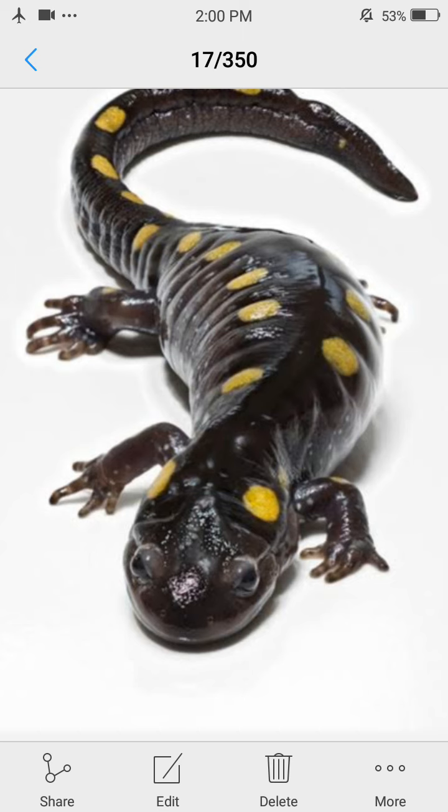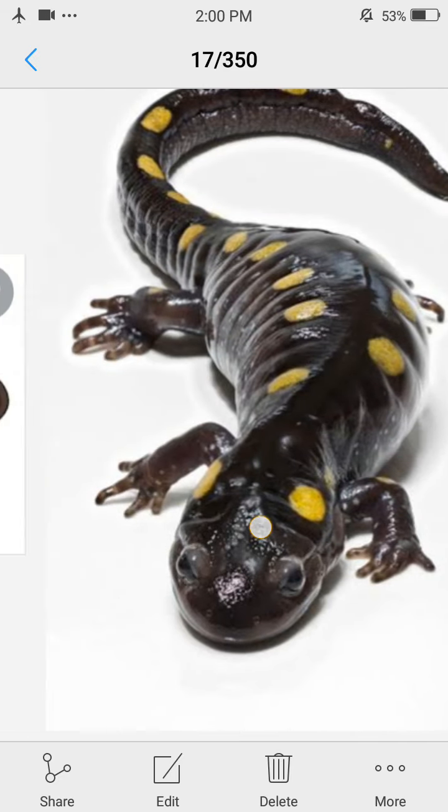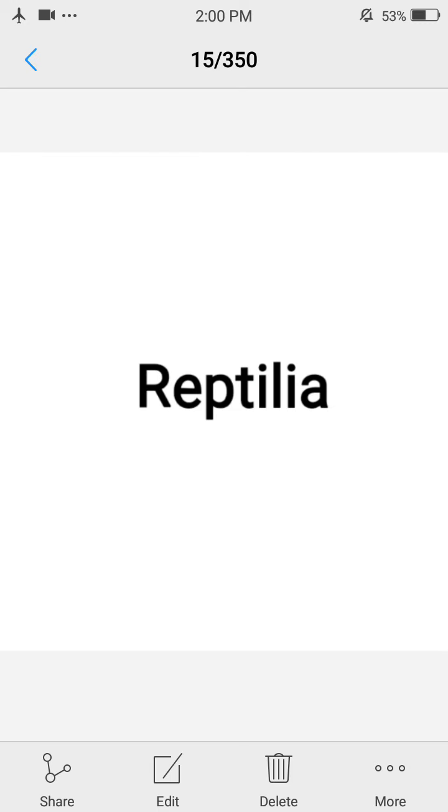Amphibians are oviparous, means they lay eggs. Examples: frog, toad, tree frog, newt, salamander, etc. Then the next class is Reptilia. Reptiles are the organisms which can move dorsoventrally, means they move on their ventral side. The ventral side is towards the earth.